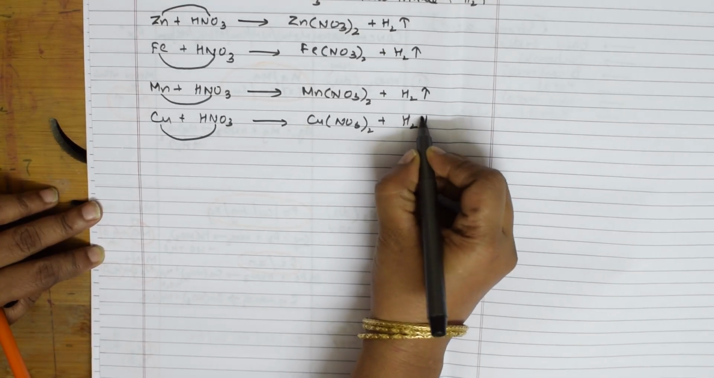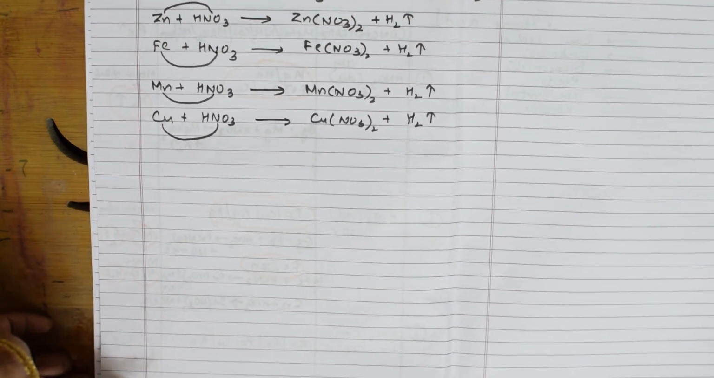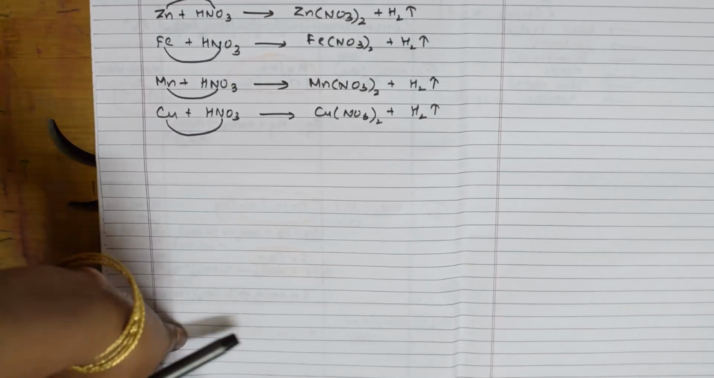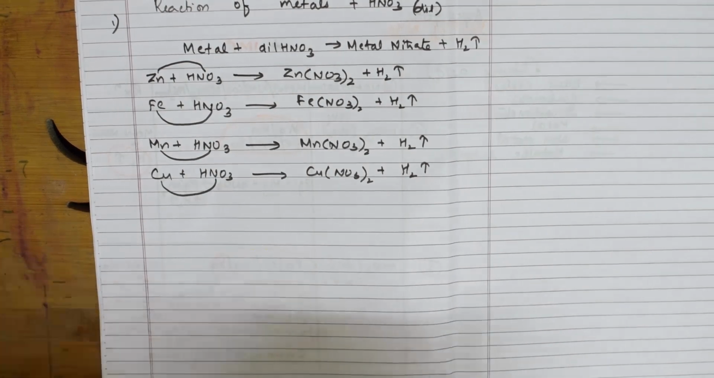So this is quite common, isn't it? Right? So the common products, that is metal nitrate plus hydrogen gas. Remember this as a first set. So whenever you are adding dilute acid, you will be 100% getting hydrogen gas as one of the products. Done, students. This is over.